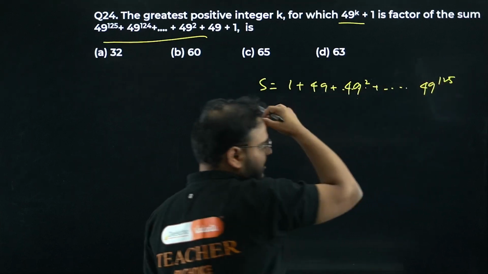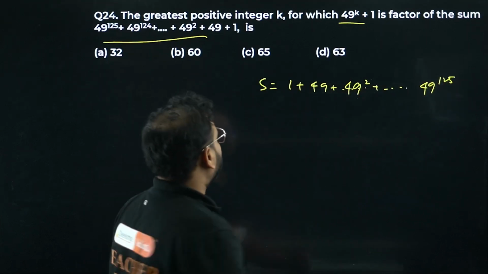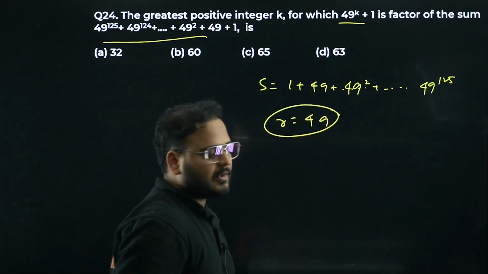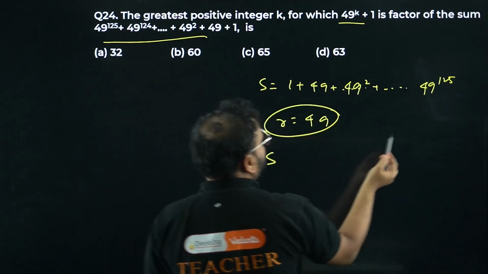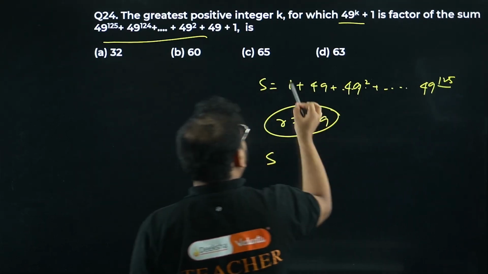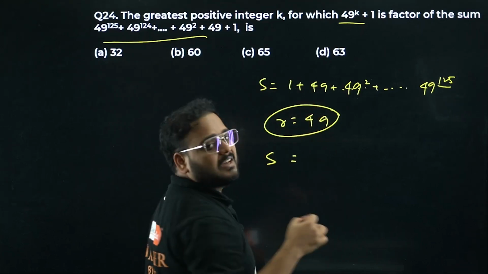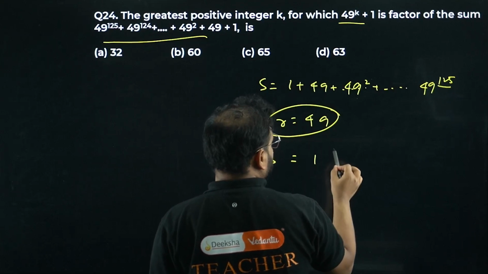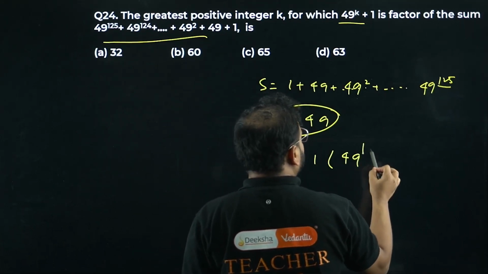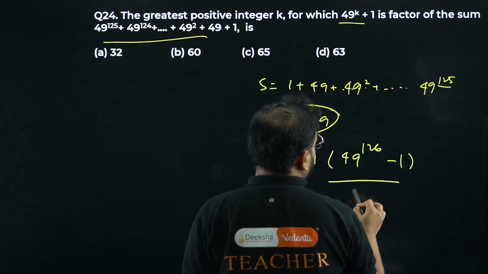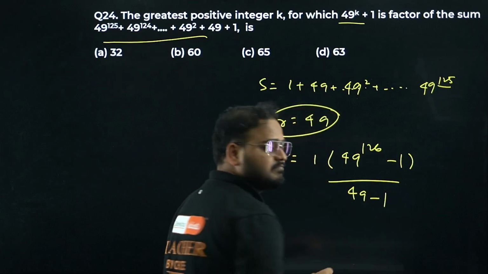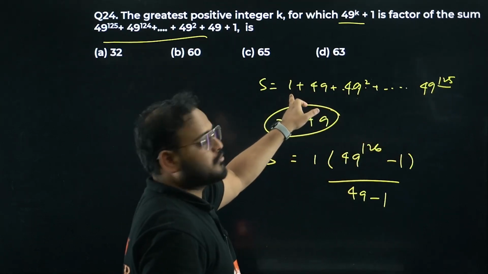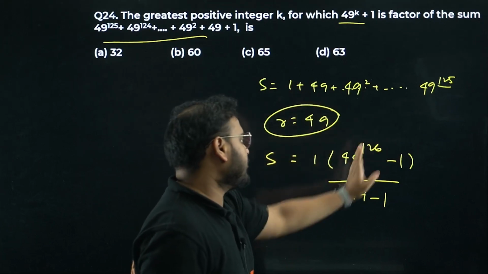I can see very clearly that it is going to be a GP where the common ratio is nothing but 49. How many terms are there? Total of power is 125. We have the first term over here as well, so how much is that? 126. So first term into 49 power 126 minus 1 divided by 49 minus 1. How many terms are there? 125 powers, and we have one individual term as well. First term is 1. So total 126 terms are there.